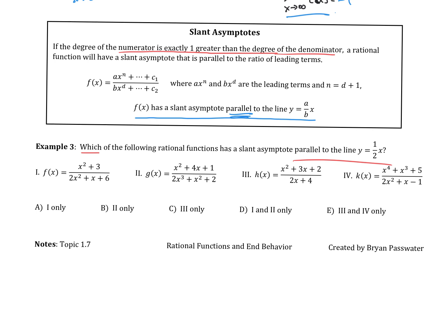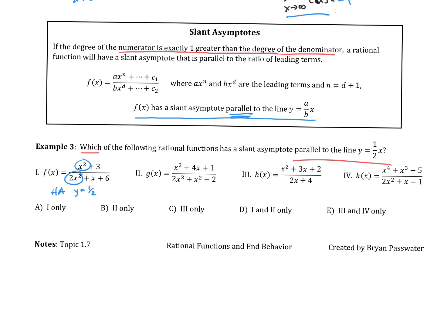So what term am I looking at in my numerator for this one? X squared. What term am I looking at in my denominator? 2x squared. Does that give me a slant asymptote? No, it gives me a horizontal asymptote at what? Y equals 1/2. Exactly.